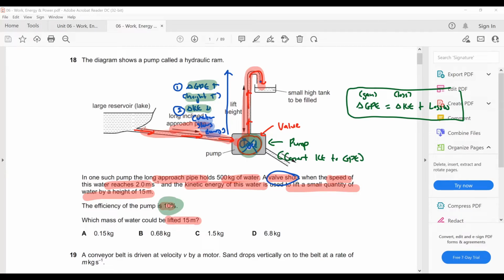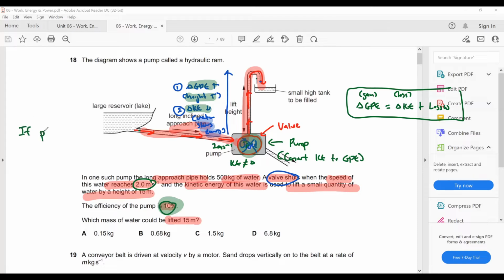When your water goes from here to here, it had KE because the speed of the water is 2.2 meter per second. They told you that when the speed of the water on reaching the valve is 2 meter per second, the valve will shut off. So when the valve shuts off, the water will start to flow upwards. So your water here already has KE, a non-zero value. Bear that in mind. Your pump will convert this KE into GPE, but it won't be 100% conversion, because the pump is only 10% efficient.